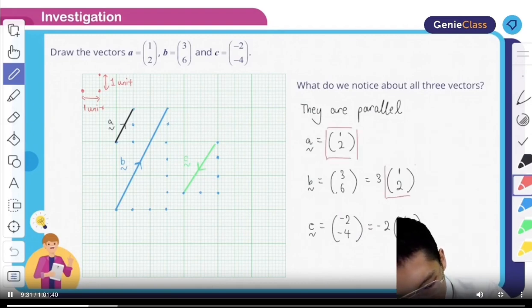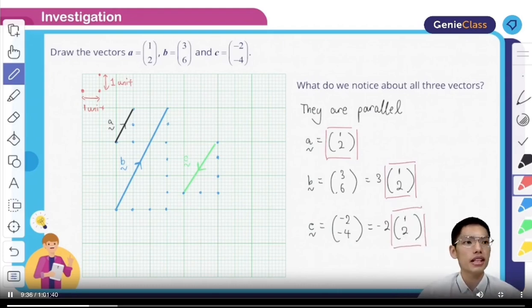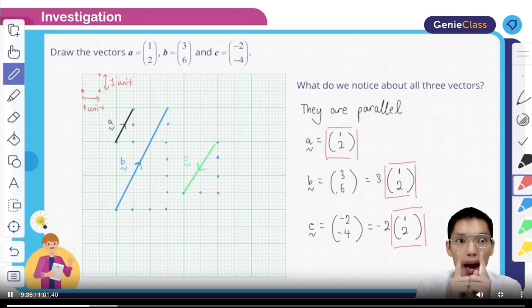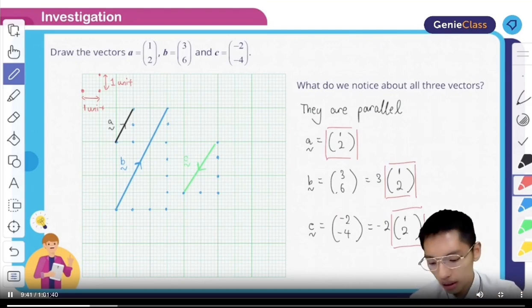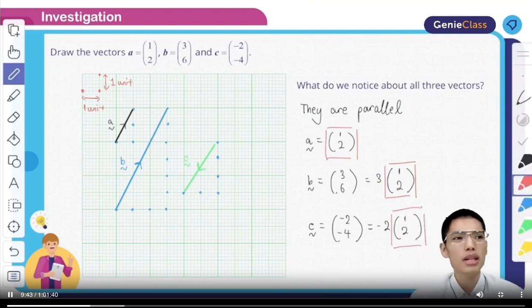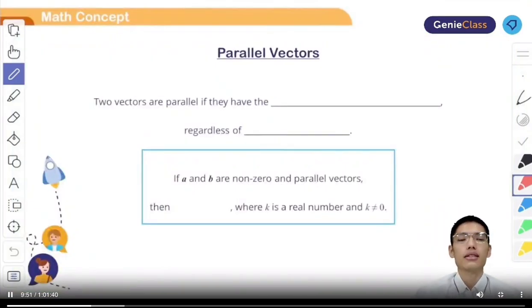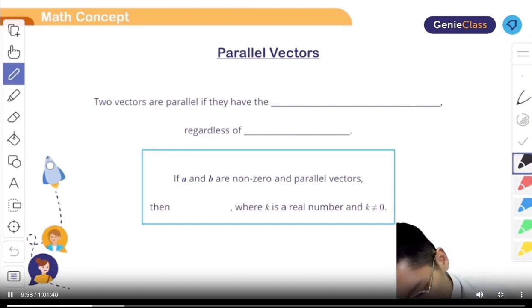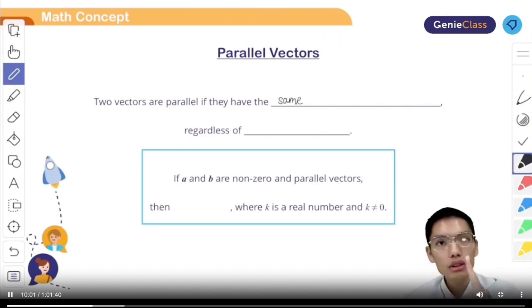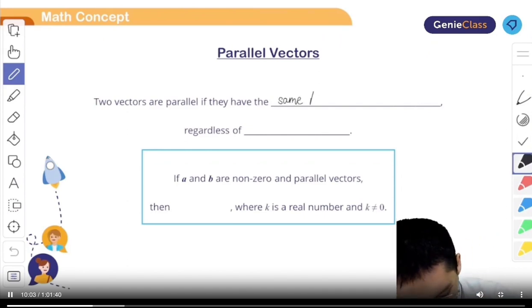So if you realize they are parallel, and looking into this particular way of representing them, how do I know whether the vectors are parallel instead of drawing them? Because drawing them can be a bit of a hassle. How do I know whether they are parallel? The key concept is here. 2 vectors are parallel if they have the same direction, or I would like to add a keyword, the same or exactly opposite direction.